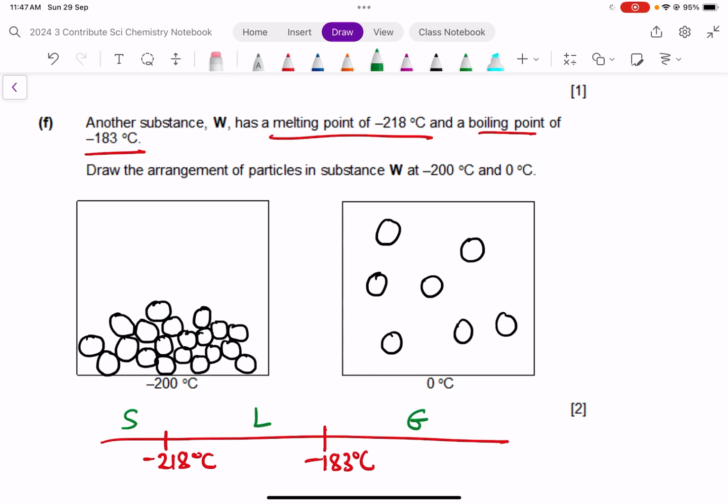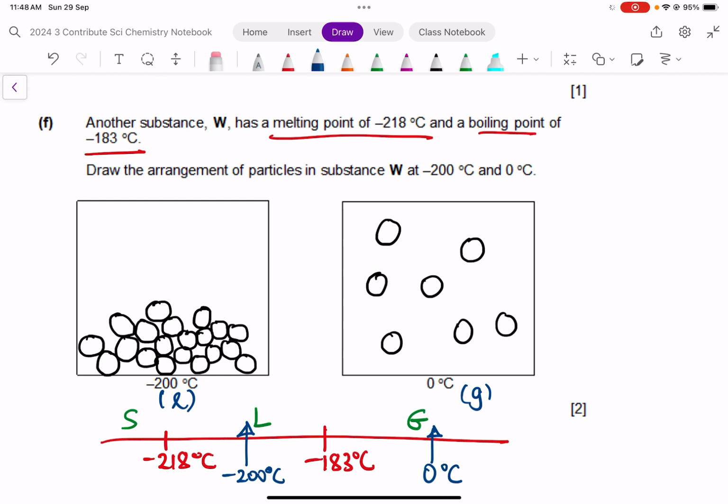So now you ask yourself, minus 200. Minus 200 is in between minus 218 and minus 183. Therefore, it's a liquid at minus 200. On the other hand, 0 is all the way to the right-hand side of this number line. Right-hand side means gas. So we draw particles arranged in a liquid state at minus 200 degrees Celsius and particles arranged in the gaseous state at 0 degrees Celsius.